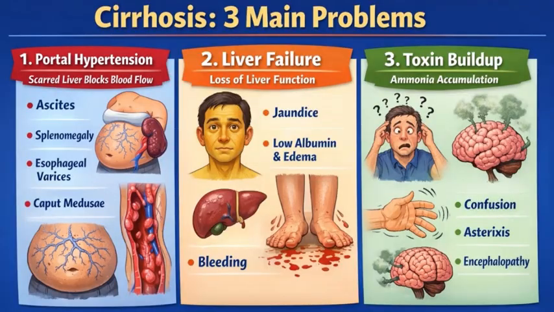Let's summarize all the symptoms into three for easy memory. The first one, portal hypertension, second, liver failure, and third, toxin buildup. So portal hypertension is caused by the liver blocking the blood flow, which leads to ascites, splenomegaly, esophageal varices, and caput medusa. Liver failure leads to jaundice, low albumin and edema, and bleeding. Toxin buildup causes confusion, asterixis, and encephalopathy.